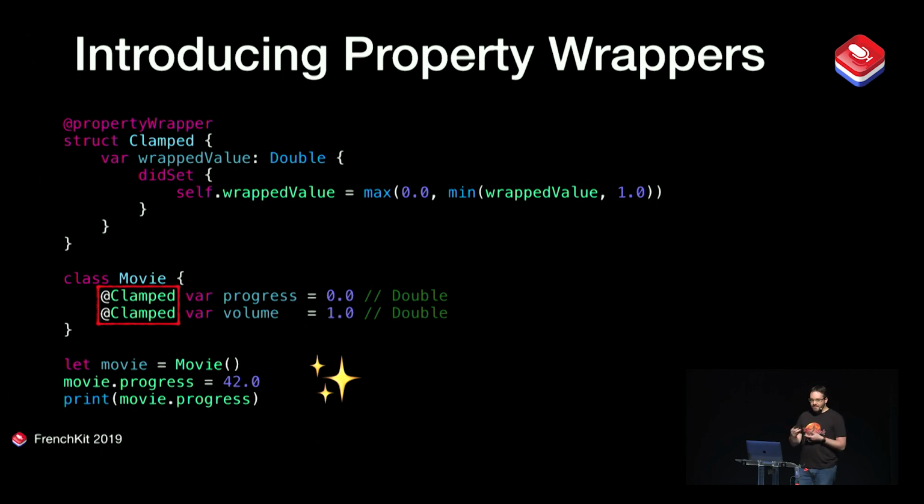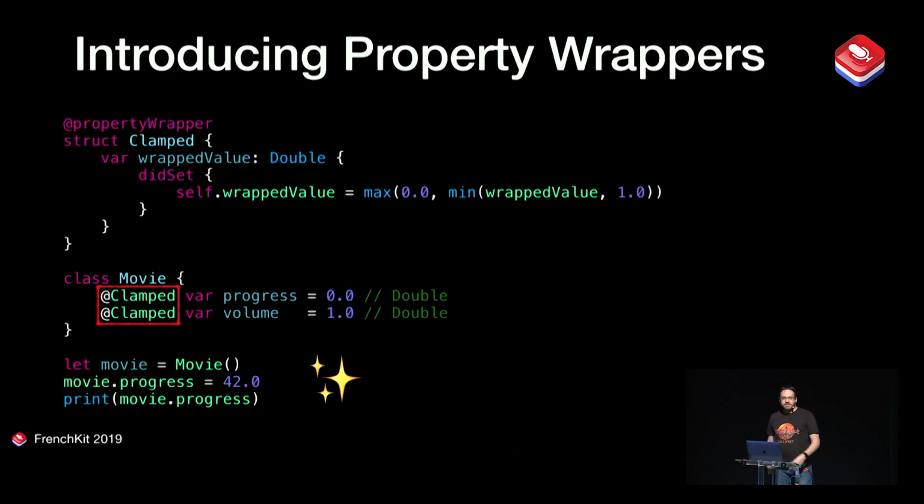So that's a little bit of magic here. But really, it's just syntactic sugar that the compiler provides us. And now the call side looks very nice because we have movie.progress, not movie.progress.wrappedValue. And even the declaration side looks nice because we have progress, which are really double values. So we can say progress equals 0. We can access the value as if it were a normal double. But behind the scenes, it's still an instance of Clamped. It's just that you don't see it anymore. It's hidden by the compiler under that annotation @Clamped.